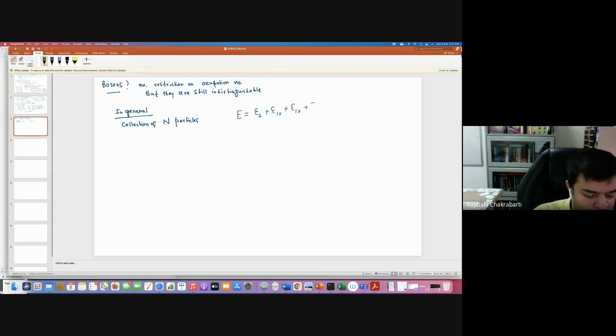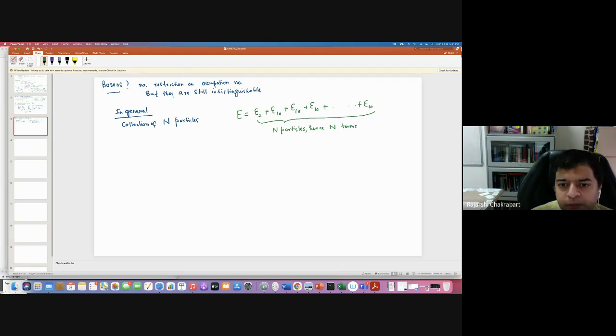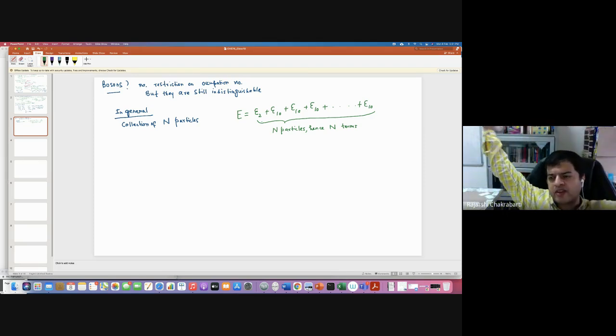I am dealing with bosons, for example. Can I have such a configuration? How many terms are there? N particles, n terms. Is it clear? Now this is for bosons I am doing, no? Why? Because I take one particle, put it in epsilon 2, and the rest n-1 particles I put in epsilon 10. It is acceptable for boson, isn't it? It is not acceptable for fermion, but for boson it is acceptable.